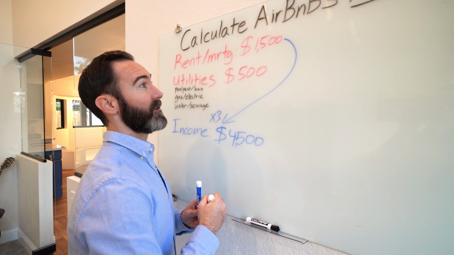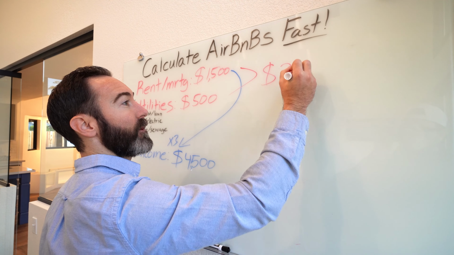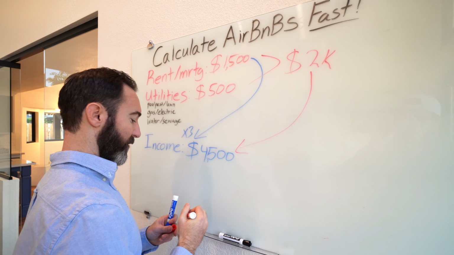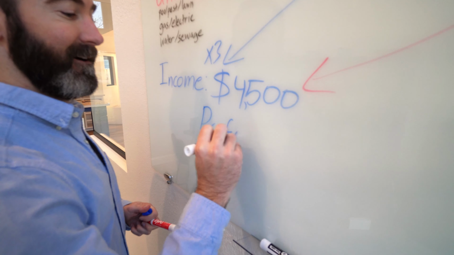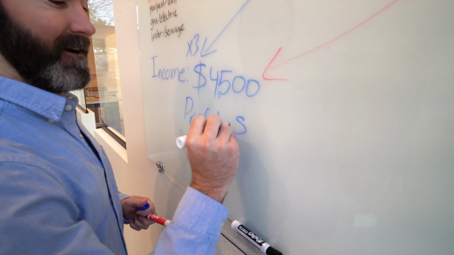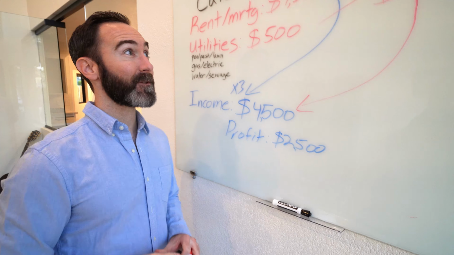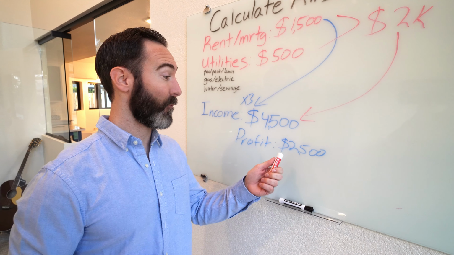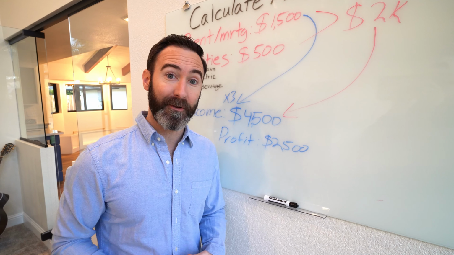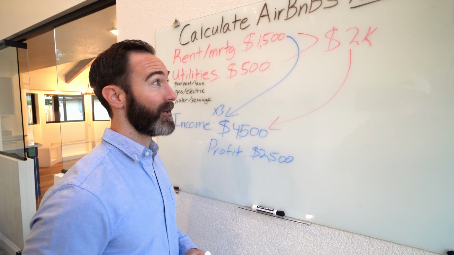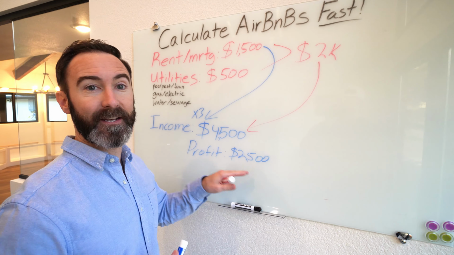Do the math here. This is $2,000, okay? And we're going to take that out of the 4,500. That leaves us with a profit of $2,500 on a place we don't even own. That's what's so cool about this industry, and this is real. I just actually got another property right now here in Fresno that I'm making $3,500 on, so $2,500 is still pretty conservative.